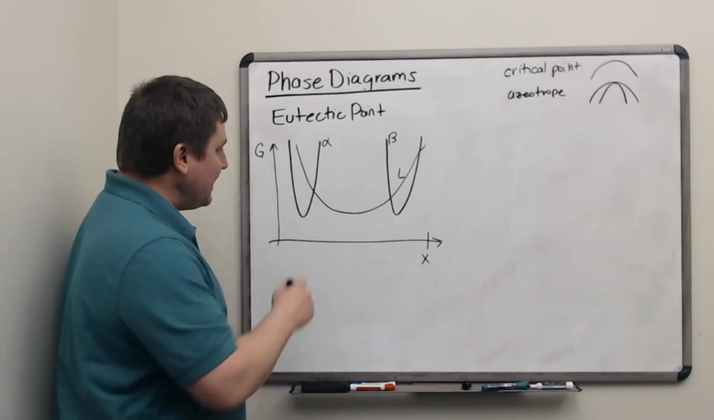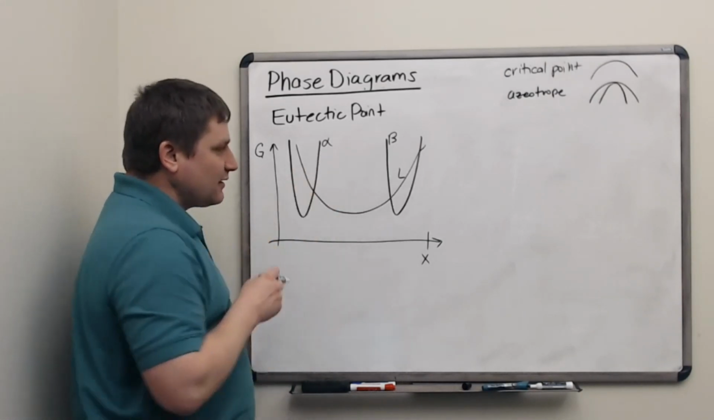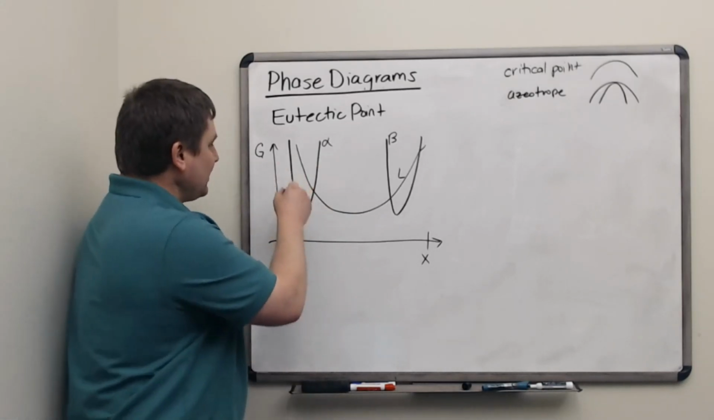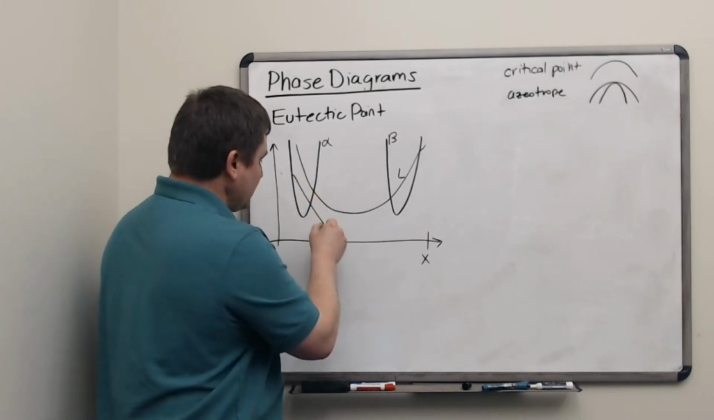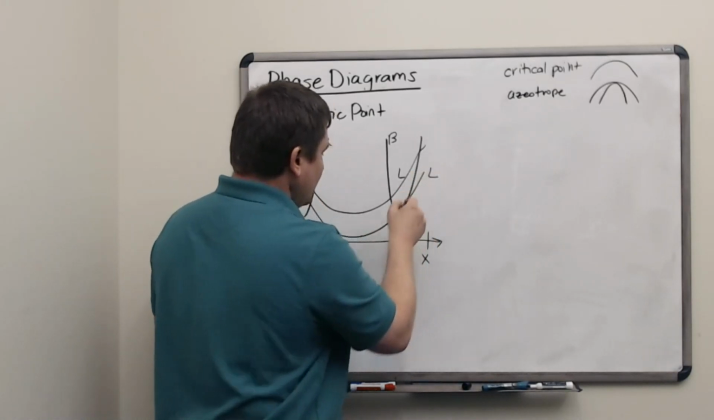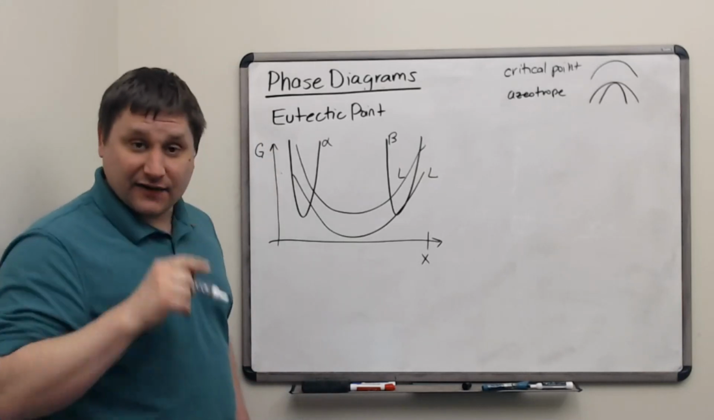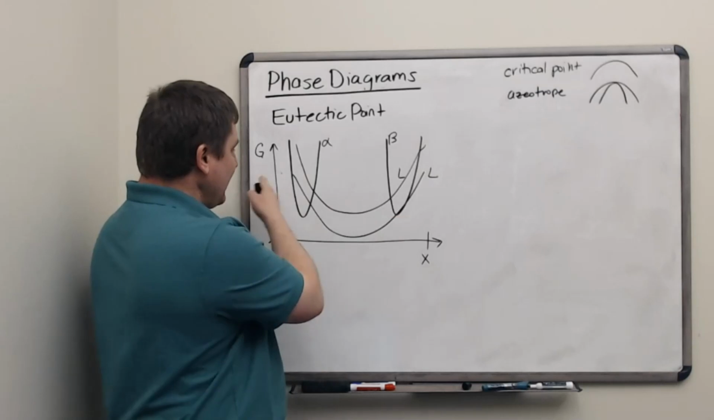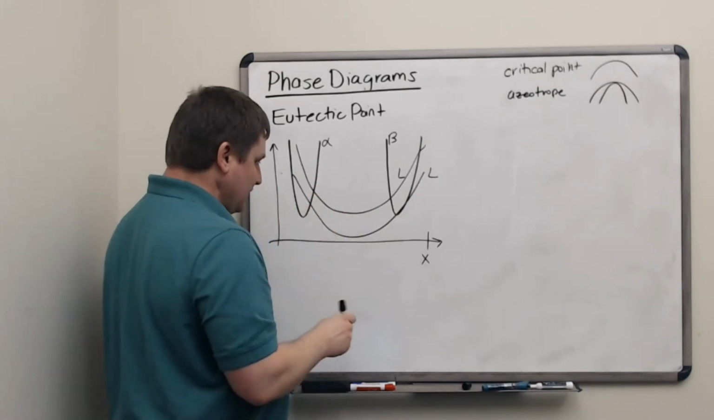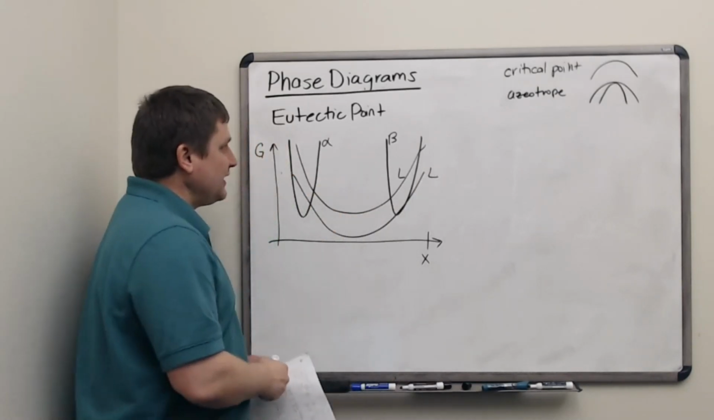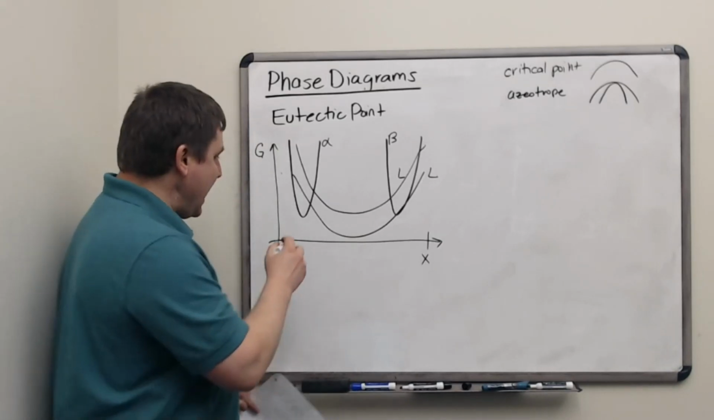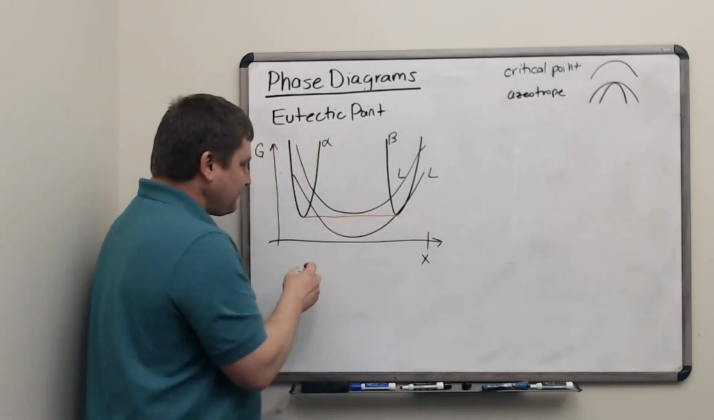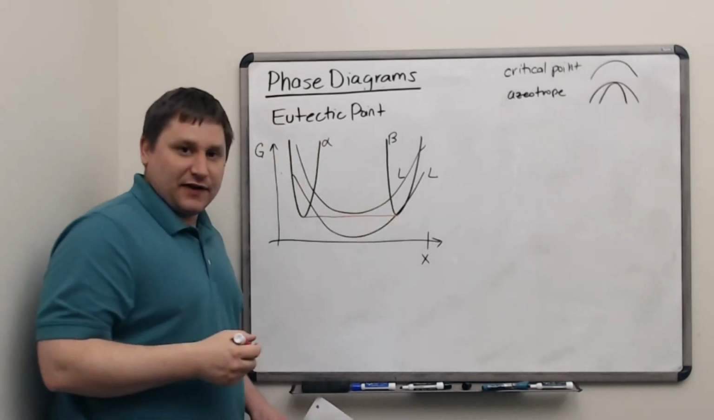As temperature changes, the alpha and beta curves are not going to move very much because they have low entropy. The liquid line is going to move down because it has a higher entropy. So I'm not going to be so interested in what happens outside of these two alpha and beta curves. I'm going to be more interested in this eutectic point, and that happens when the liquid curve pierces the convex hull between the alpha and beta crystals.